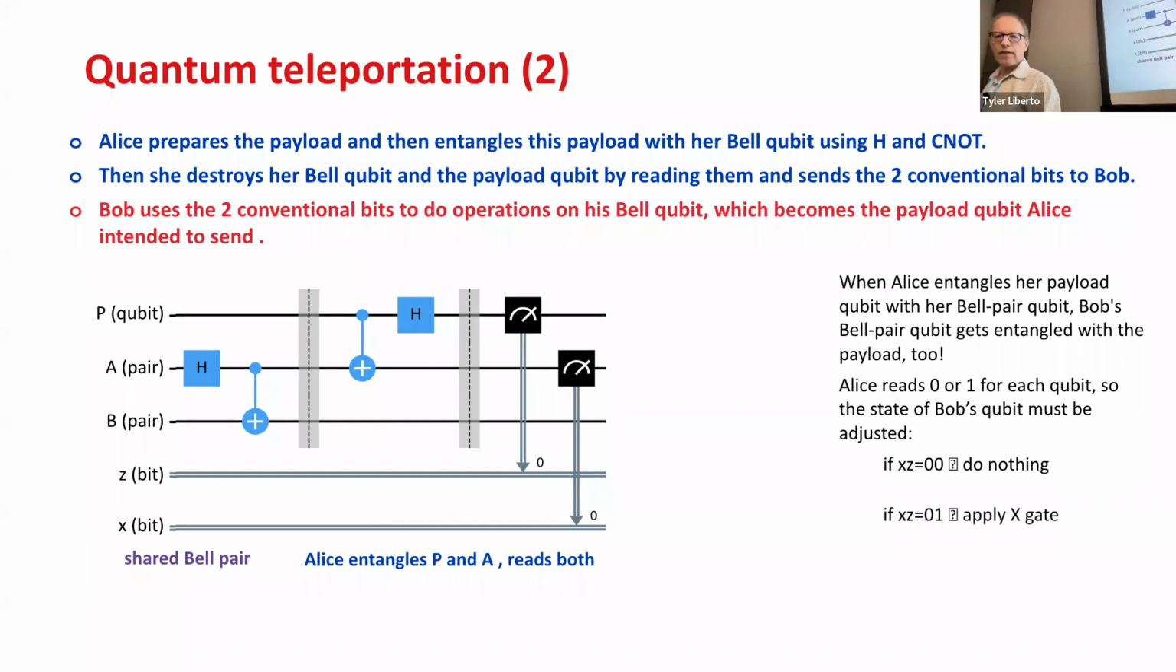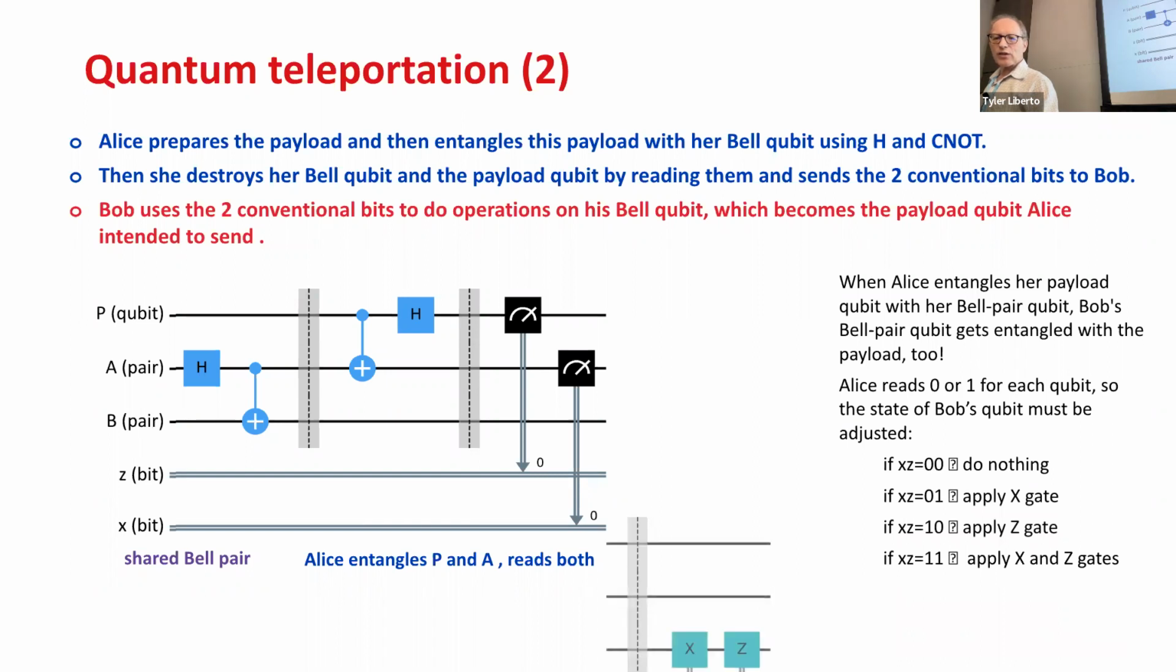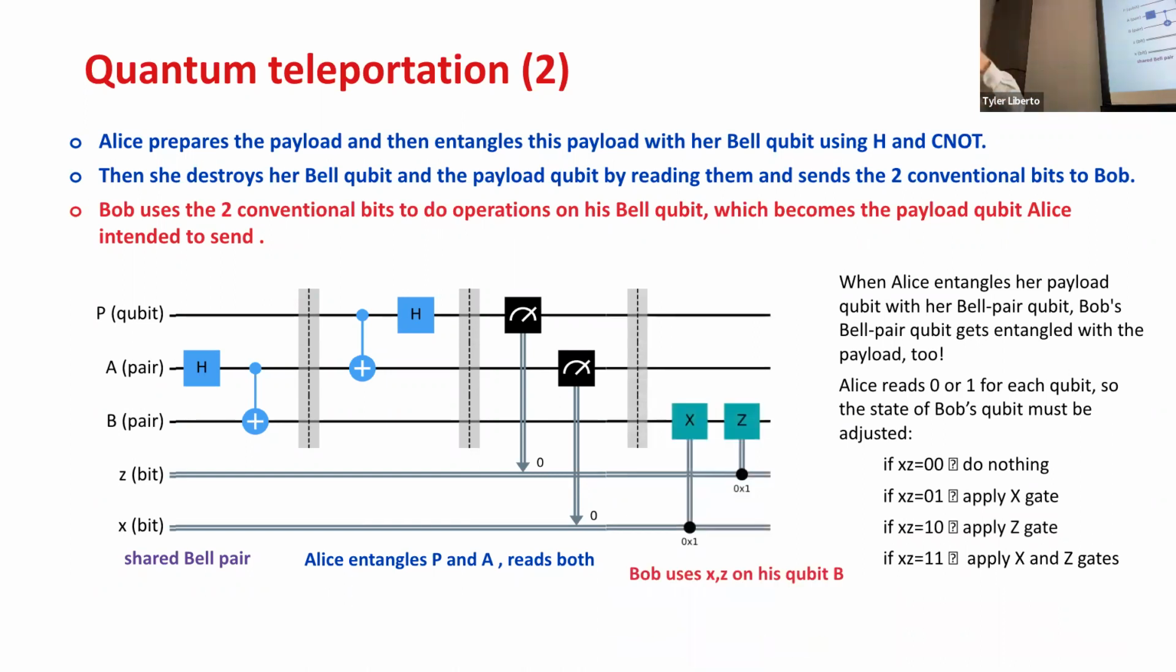So practically at the end, depending on the result of these 2 conventional bits, 1 or 0, he then does an X gate or Z gate or both. And at the end, the third line will have exactly the same state, the same orientation, same probabilities as the P qubit that I had on the top. So in different words, he can get exactly this information out.